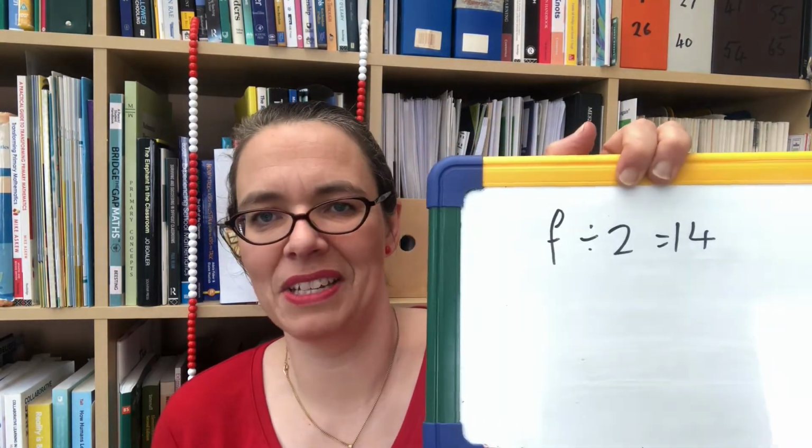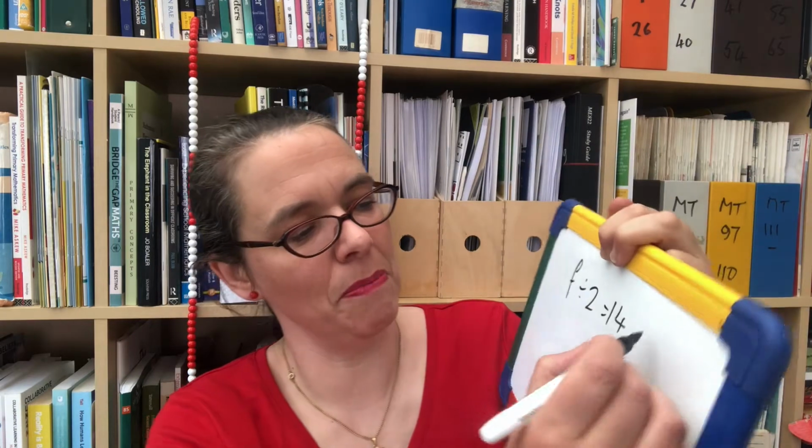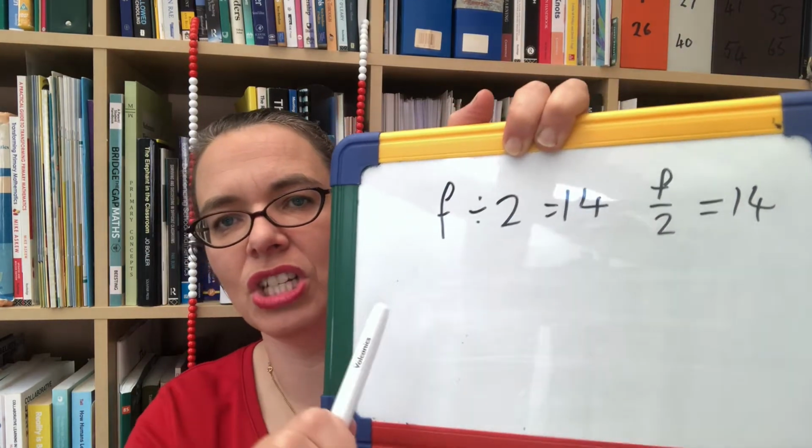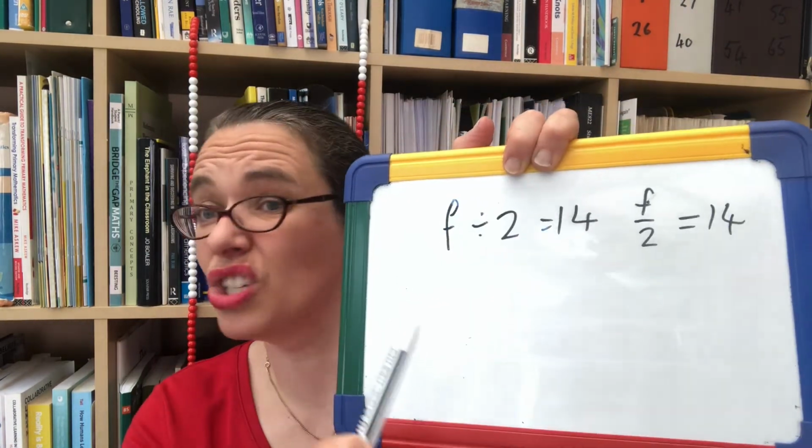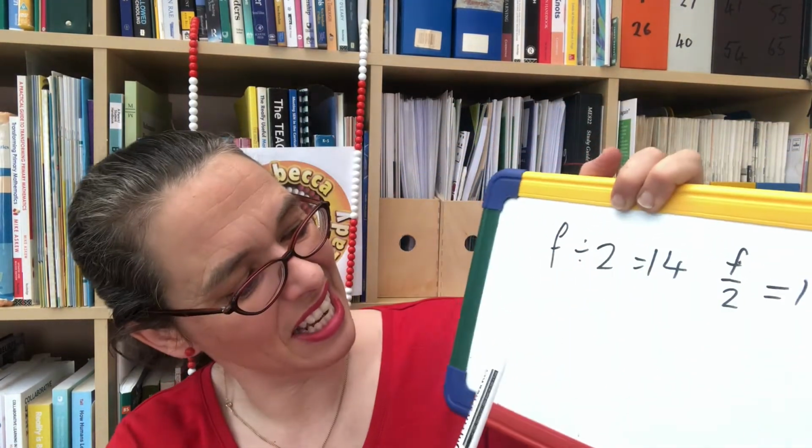Okay, division. So we could have f divided by 2 equals 14, and that would be much better written as f over 2 equals 14. It's the same thing. A division is a fraction. And now we need to draw a picture of what division is.